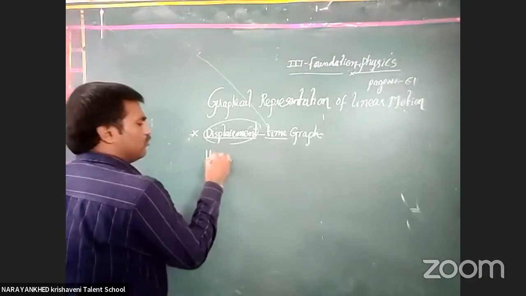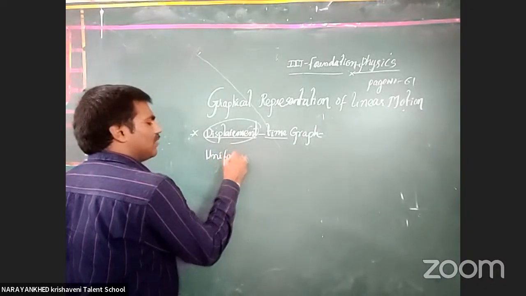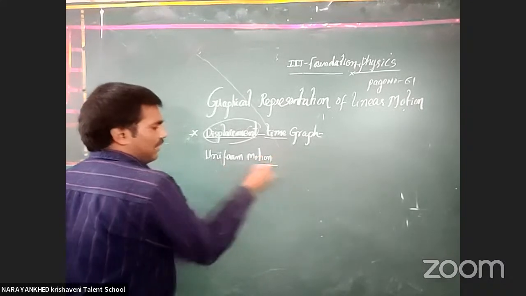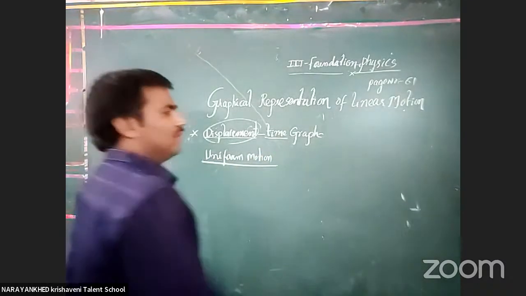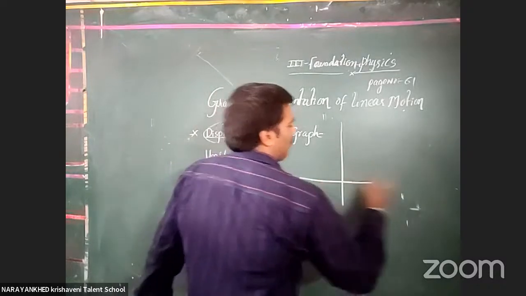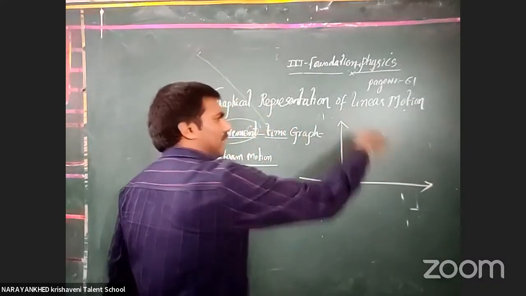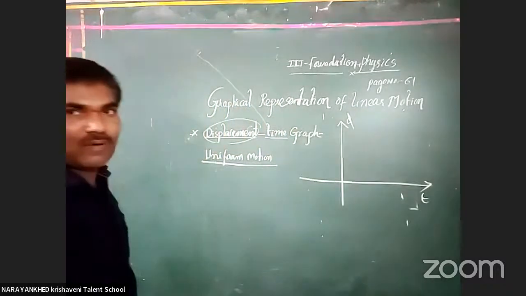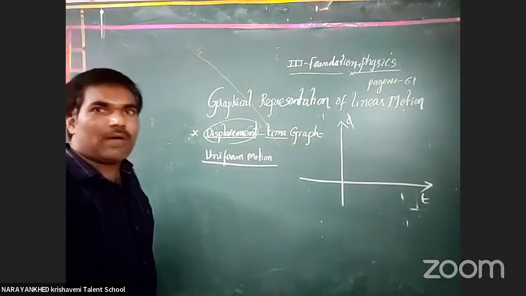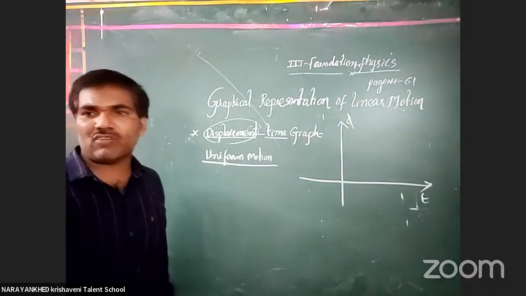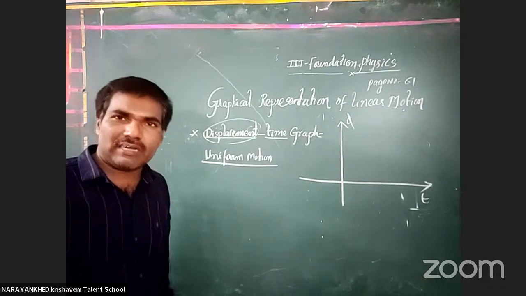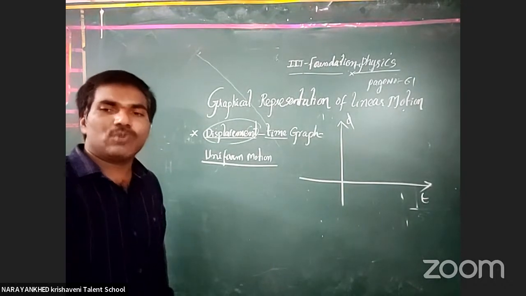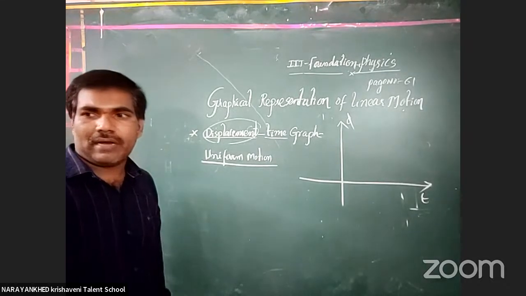Now, for uniform motion, how do we draw the displacement and time graph? Here we take the graph with T and D, with D on the y-axis. What information does uniform motion give us? In equal time intervals, equal distances are traveled. That is only called uniform motion. Okay now?